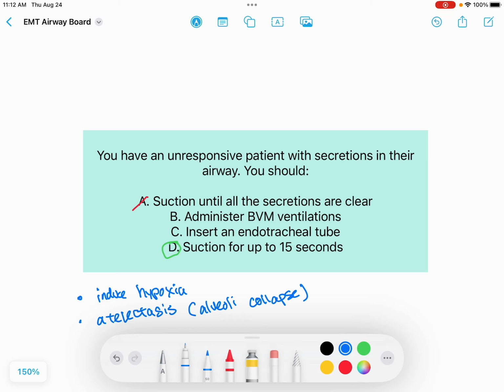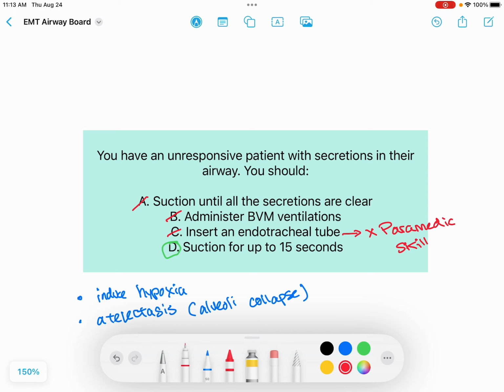So before addressing our ventilatory issues, I don't want to just simply BVM ventilate them and push all these secretions down into their respiratory tract. That doesn't seem very good. And a good rule of thumb is if it's not in your scope of practice to do, don't do it. So we know that endotracheal intubation is a paramedic skill. We can't do it at the EMT or in many states at the AEMT level either. So just keep that in mind if you're testing at the EMT basic level. Don't let them fool you into picking an intervention that is not in your scope of practice to do.